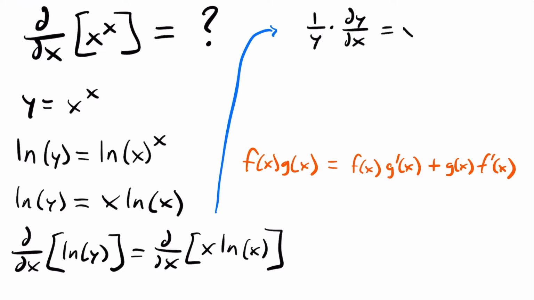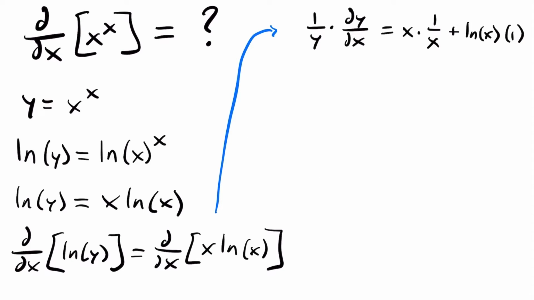We're going to have x times the derivative of the natural log of x, which would be 1 over x. And then we're going to add this to the natural log of x times the derivative of x, which in this case is just 1. So now we can simplify, and this is going to be equal to 1 over y times dy/dx. And then over here we're going to have 1, because x times 1 over x will just be 1, and then plus the natural log of x.